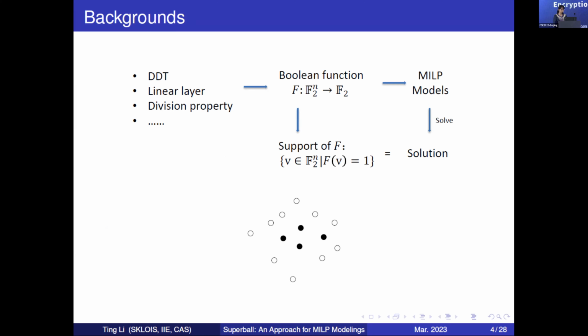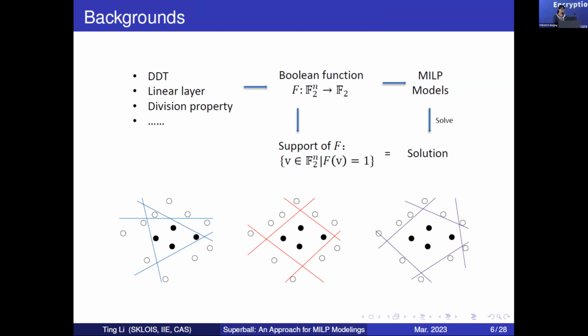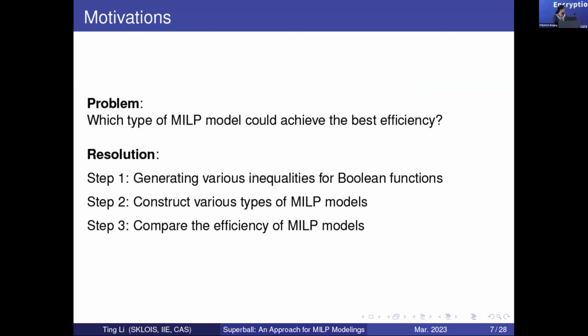The goal of modeling a Boolean function is to find a set of inequalities whose common solutions are the support of the function. Here the black points can be regarded as the support, and the red lines can be seen as the inequalities. However, there are multiple ways to construct MILP models, and these models may have different computational times, even if they have the same solutions. So the problem is, which type of MILP model could achieve the best efficiency?